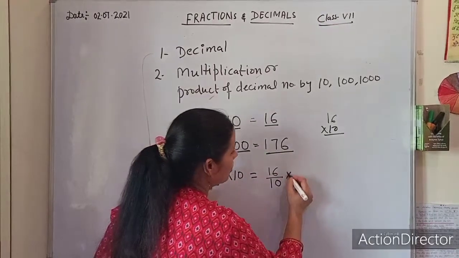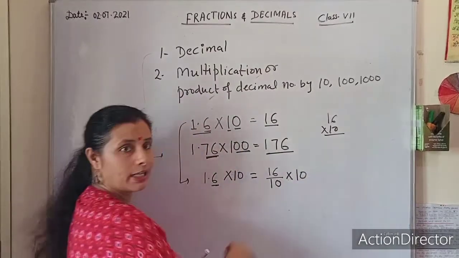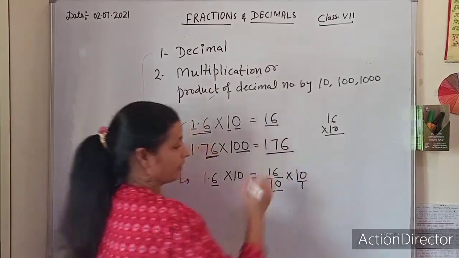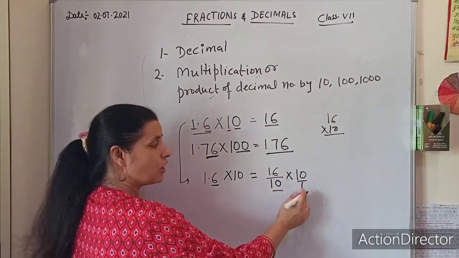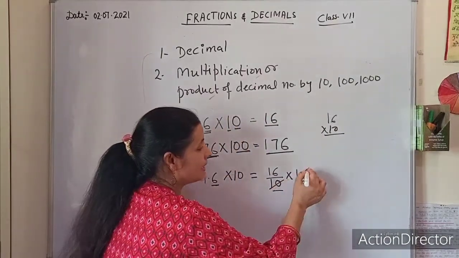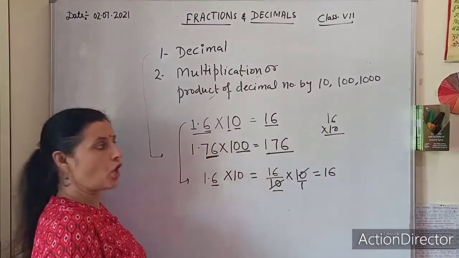Now, multiplied by 10. We have done many questions based on cross multiplication. 10 is in the denominator while 10 is in the numerator. If there is no number in the denominator, then you can write 1 there. So 10 will cancel with this 10. Then what will be the answer? 16. Is it simple or not?